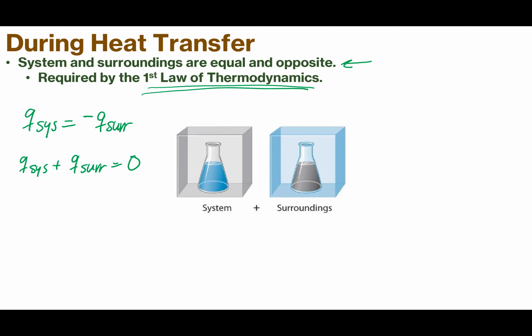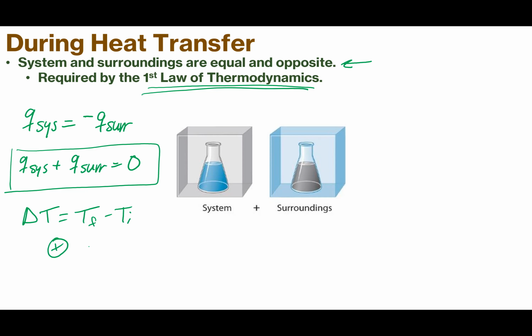It's easier to use this one because then you don't have to worry about if the heat is negative or positive, if it's going or if it's coming at you. You just have to remember that delta T is T final minus T initial, and you'll always get it in the right direction because the temperature change will either be positive or negative. That controls whether these are positive or negative, and it works itself out. So you don't have to think about the sign that way.